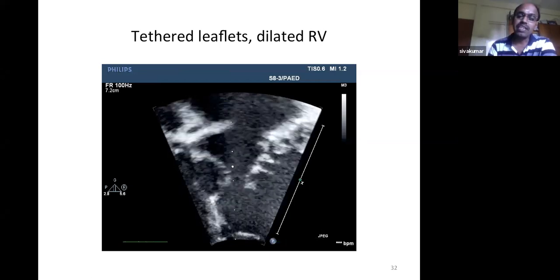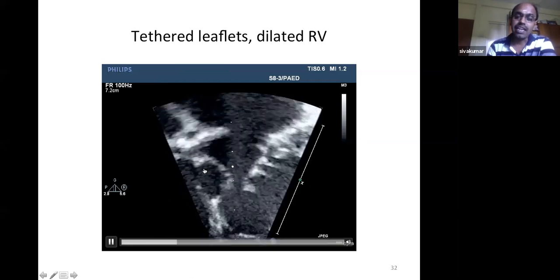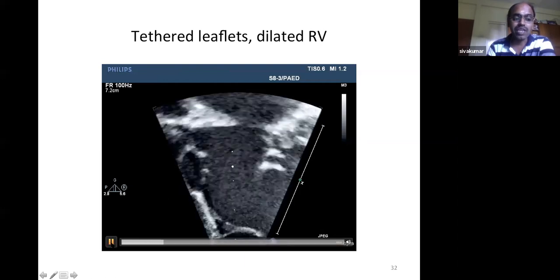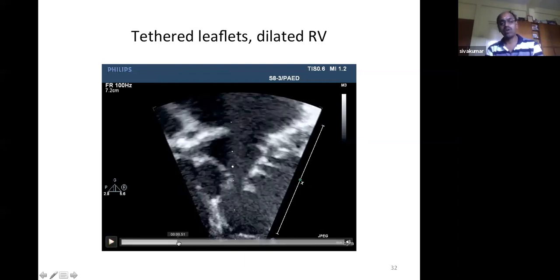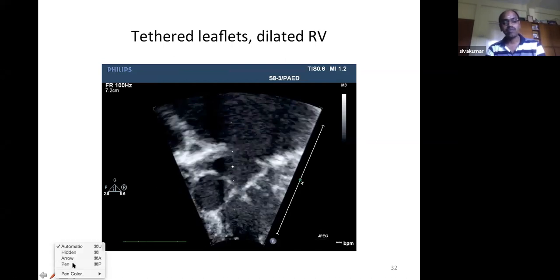This is complete tethering. So what is basically tethering? Tethering is an increased attachment of the leaflets towards the ventricular wall so that the tricuspid valve leaflets are not able to coapt at their normal plane. What is the normal plane at which this should have coapted? This is the tricuspid valve. We should have had a coaptation like this.